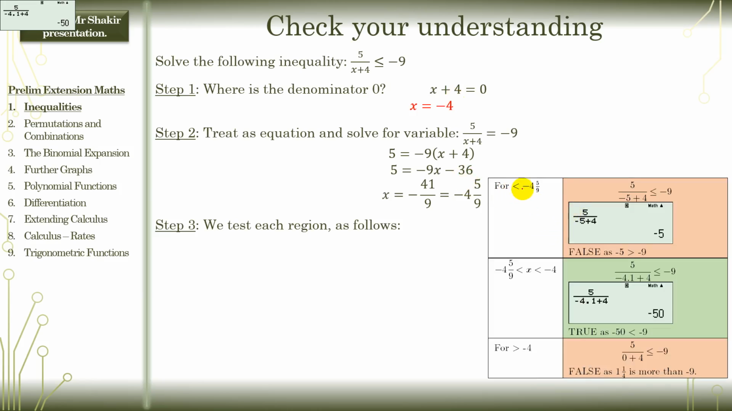Alright, so for a number for the region x is less than -4 and 5/9, I chose -5. You can choose whatever number you want. I put it into the calculator and you got the answer. -5 is more than -9. That is not a solution. Similarly, I chose -4.1. Sub it into the calculator. You get true. For more than -4, anytime you can sub in 0, you try and sub in 0.